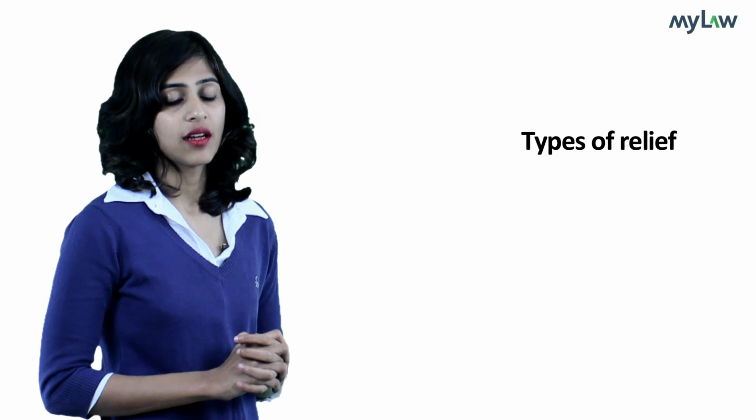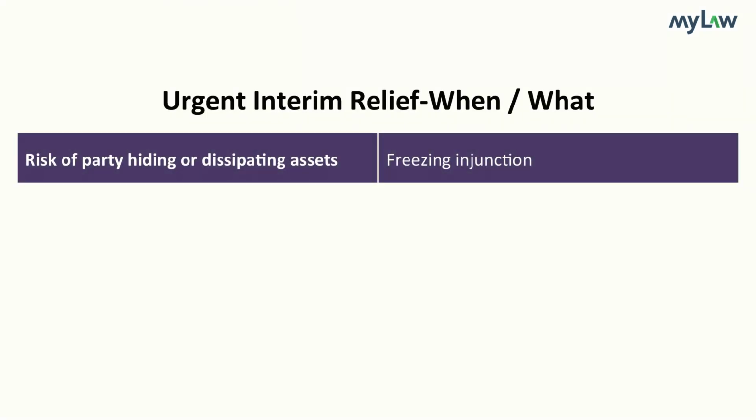For now, let's try to understand the different types of relief that parties typically require and how courts usually deal with them. A party might feel that there is a risk of their opponent hiding or dissipating its assets, thereby rendering any award in their favor useless. The best way of addressing this situation is to obtain a freezing injunction or a Mareva injunction to freeze or attach the assets of your opponent.